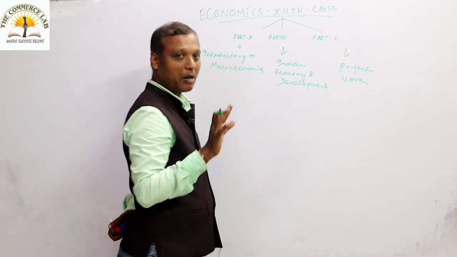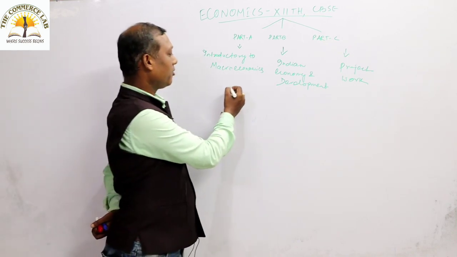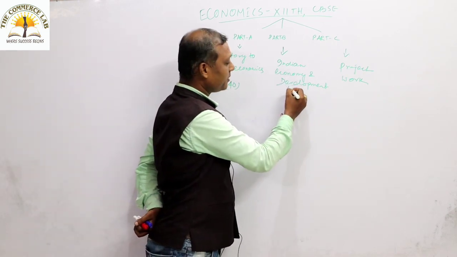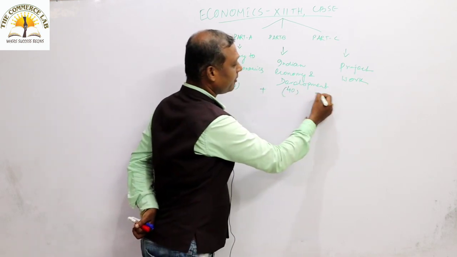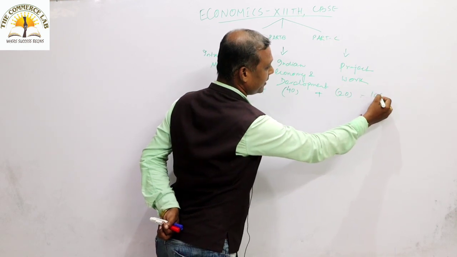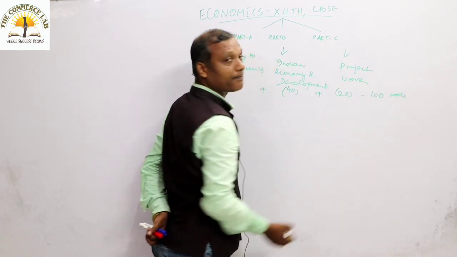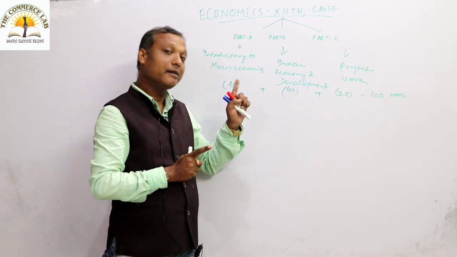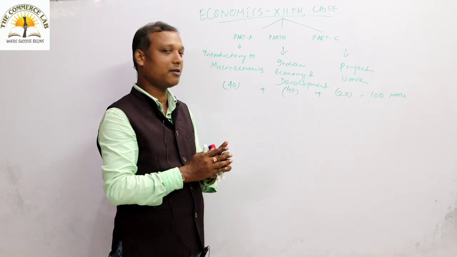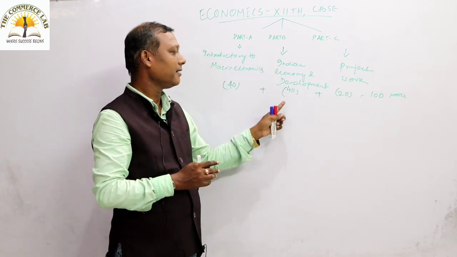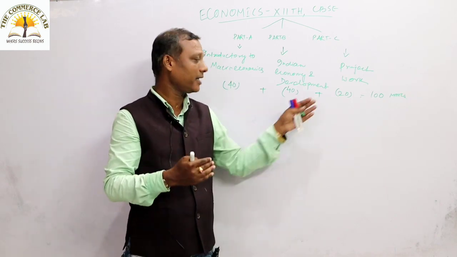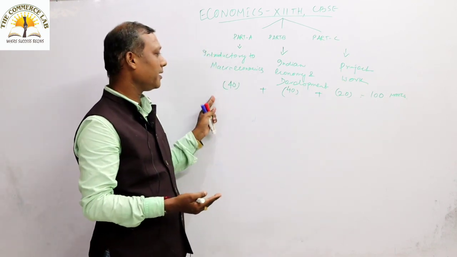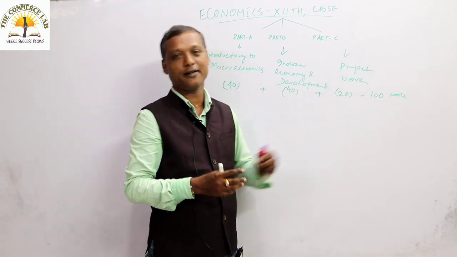So let me tell you about the marks. Out of 100 marks, the entire paper will be 100 marks. Out of 100 marks, your economics paper, that is macroeconomics, will carry 40 marks. Indian economy and development will carry 40 marks, and the remaining 20 marks will be project marks. So it comes to 100 marks. I hope you understood. Introductory macroeconomics, that we will study, is 40 marks. Then Indian economy and development, your part B, is 40 marks. The remaining 20 marks will be project work. In this way, if we combine all together, it comes to 100 marks.